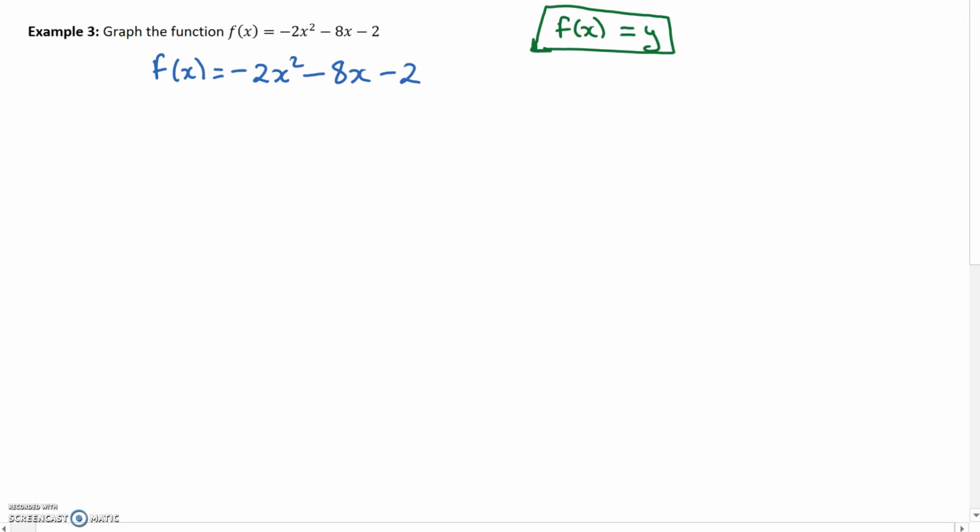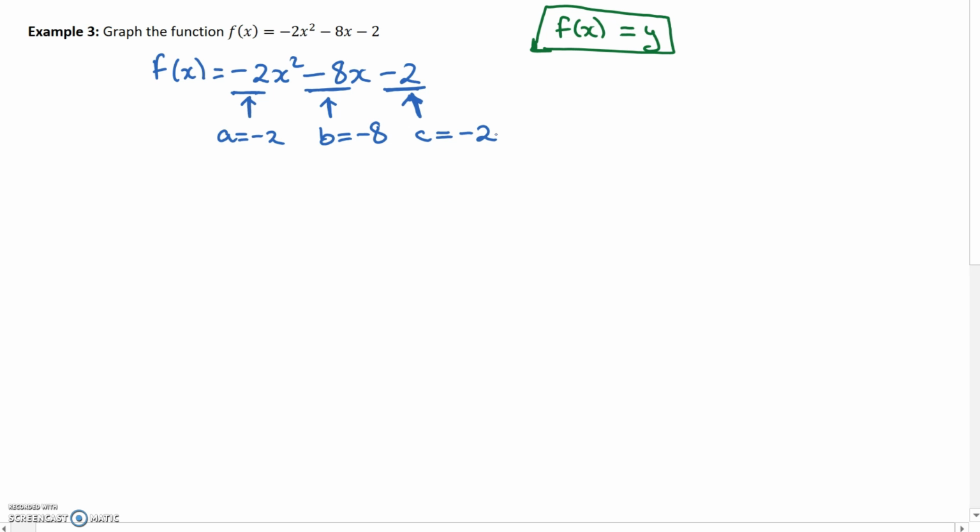Right, well, our first job always is to find a, b, and c. Well, here we have a equals negative 2, b is equal to negative 8, and c is equal to negative 2. So we spent quite a bit of time sorting that out previously. We know how to do that. So c is equal to negative 2.